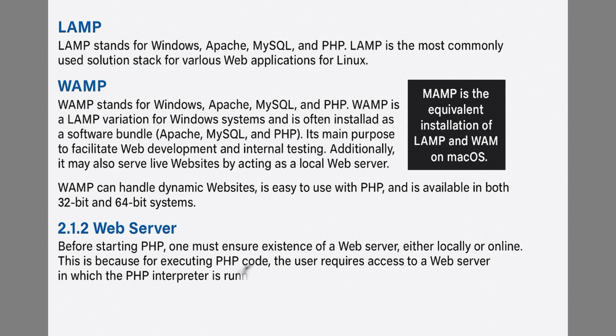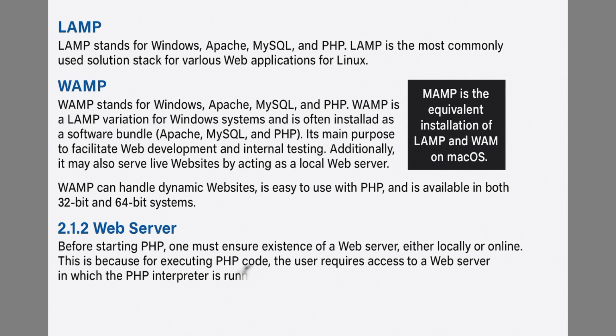WAMP supports dynamic websites, integrates easily with PHP, and comes in both 32-bit and 64-bit versions, allowing flexibility depending on the user's system. Similarly, for macOS users, there is MAMP, which stands for macOS, Apache, MySQL, and PHP. MAMP is essentially the equivalent setup of LAMP and WAMP, but specifically designed for Apple computers.